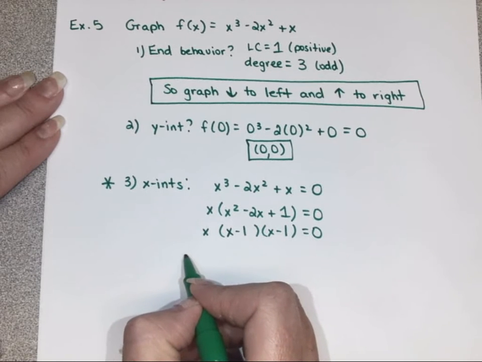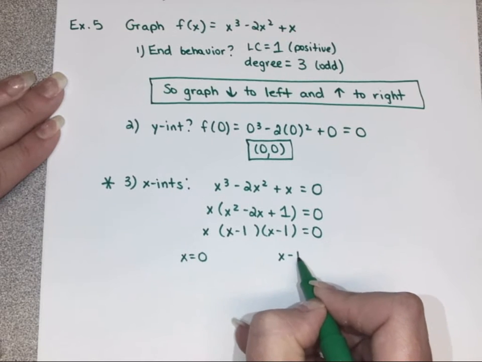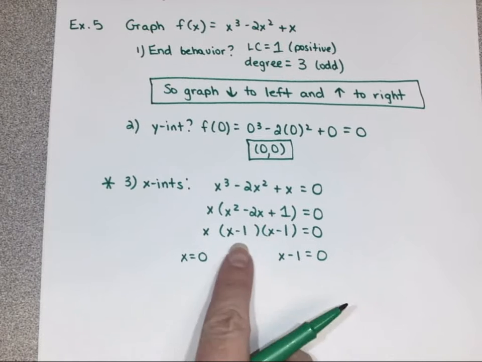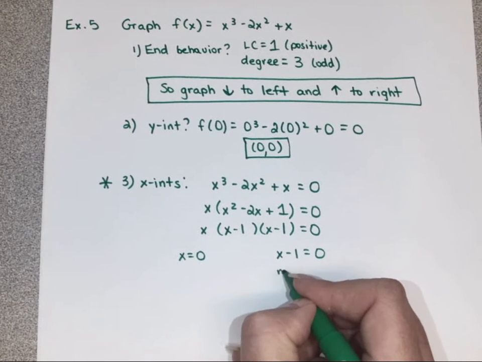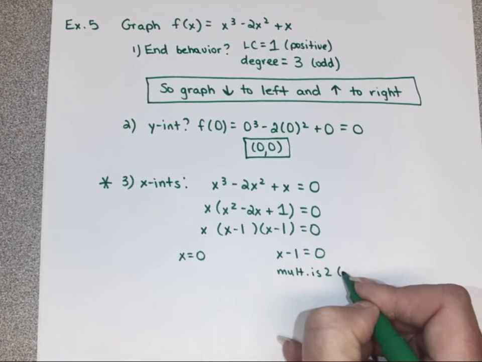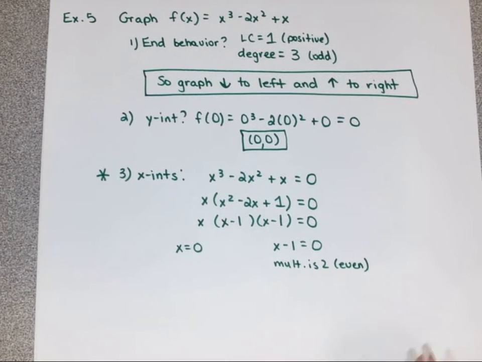Or I could just say to myself, okay, I know I've got to set x equal to 0, and I know I have to set x minus 1 equal to 0, but I don't need to do this one again because I already did it, right? But what's the multiplicity since it happens twice? 2. So the multiplicity is 2 here, which is even. So I'll go back to this one, but what does that mean about the graph then?